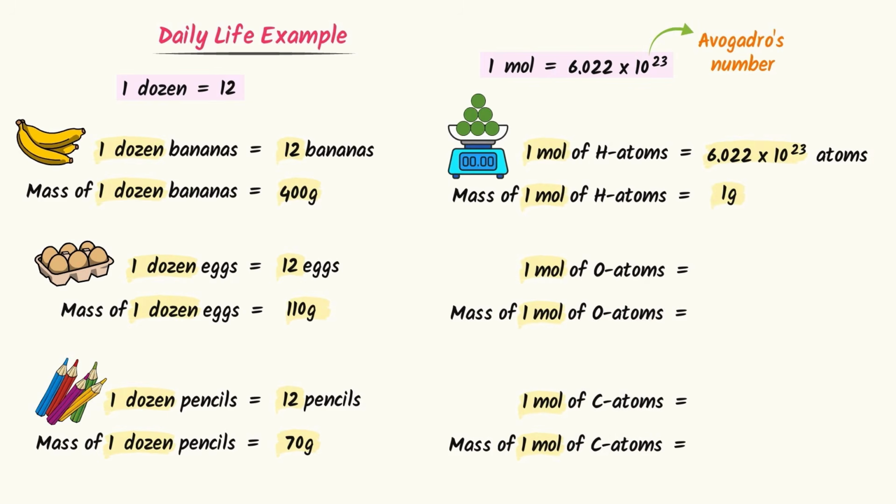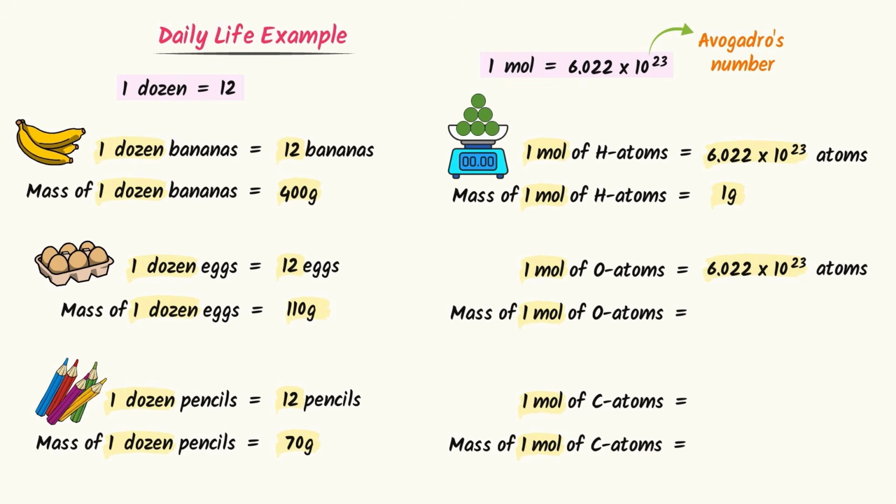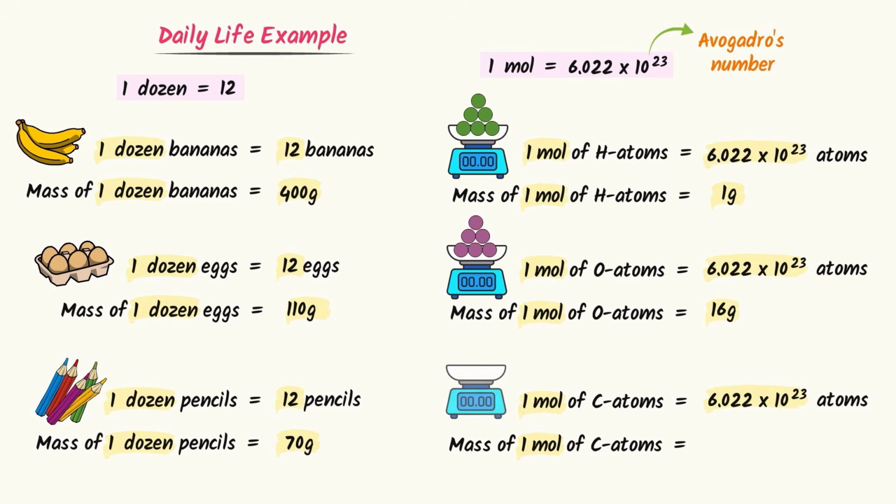I get 1 gram. Secondly, 1 mole of oxygen atoms is equal to 6.022 × 10^23 atoms. To find the mass of 1 mole of oxygen atoms, I will place 6.022 × 10^23 atoms of oxygen on a digital balance. I get 16 grams. Lastly, 1 mole of carbon atoms is equal to 6.022 × 10^23 atoms. To find the mass of 1 mole of carbon atoms, I place 6.022 × 10^23 atoms of carbon on a digital balance.